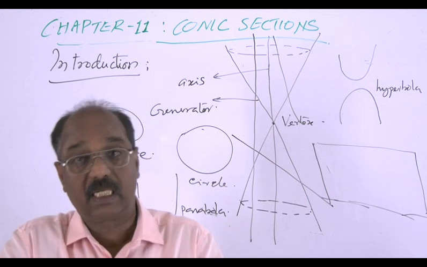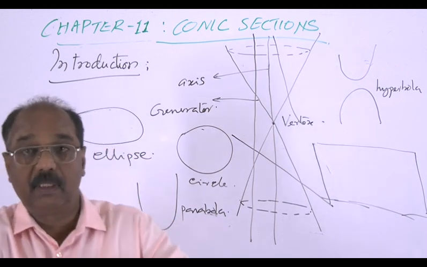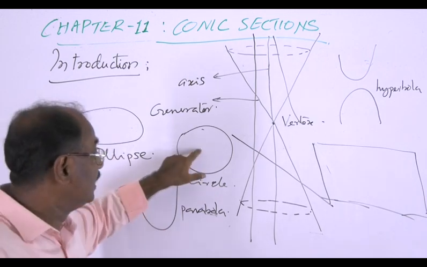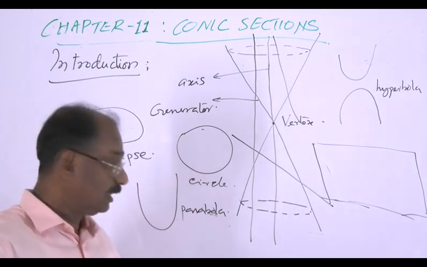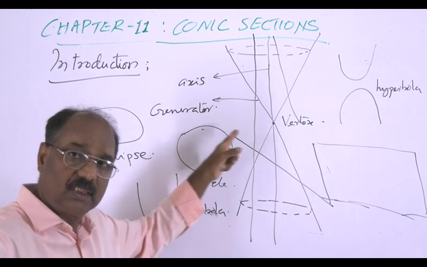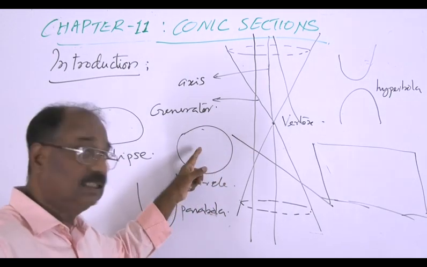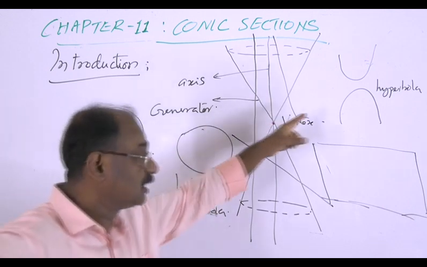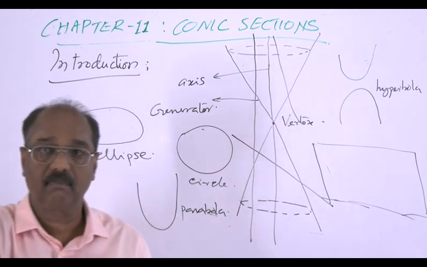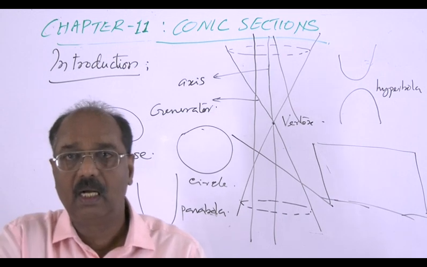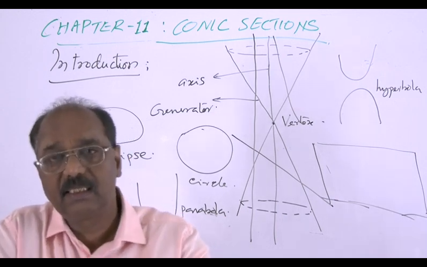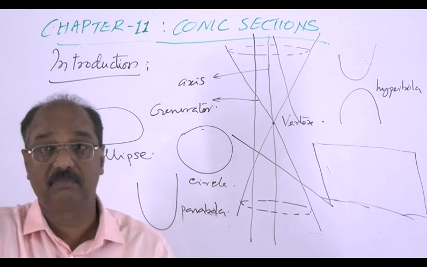Okay? We can have the definition of particular cross sections. This particular cross section is called a circle. This is a cross section of this conic section, but this particular form is a circle. This is ellipse, this is parabola, this is hyperbola. And this form can be defined in another form also.